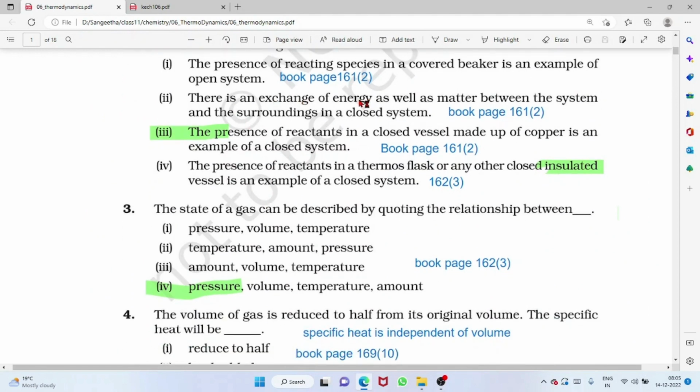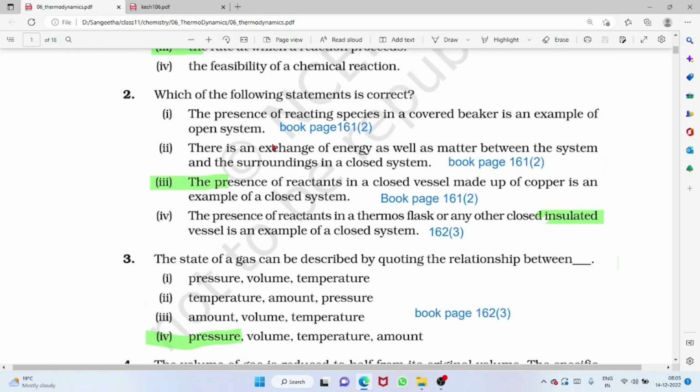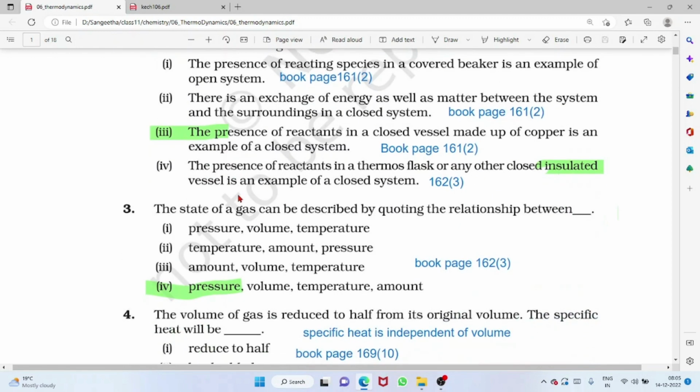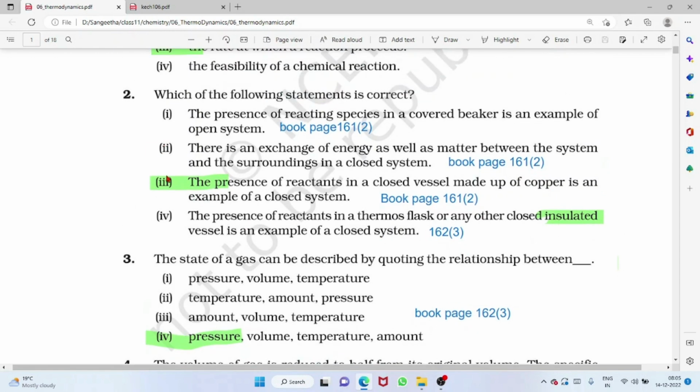There is an exchange of energy as well as matter between the system and surroundings in a closed system. No, this is wrong. The presence of reactants in a closed vessel made up of copper is an example of a closed system. This statement is a correct one. The presence of reactants in a thermoflask or any other closed, insulated system is not a closed system. So option 3 is the correct answer.